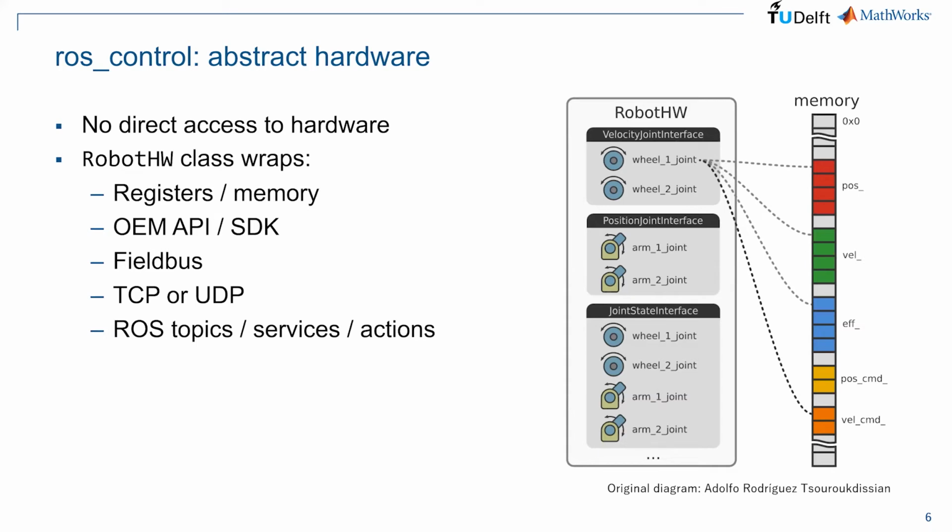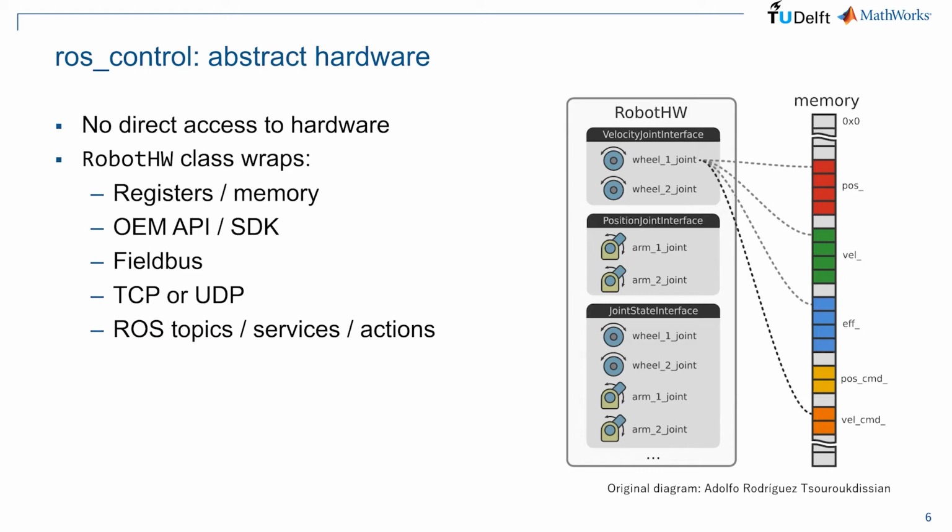And the robot hardware class is responsible for essentially wrapping access to all bits of the hardware. So whether it be through registers or some SDK that the OEM has provided, or through a field bus, or any of those things that you see in that list, even ROS topics, services, or actions, although that's not often done because you lose your determinism. But the job of the hardware interface is essentially to abstract that access, and that's the only part of your stack that actually talks to the hardware directly.